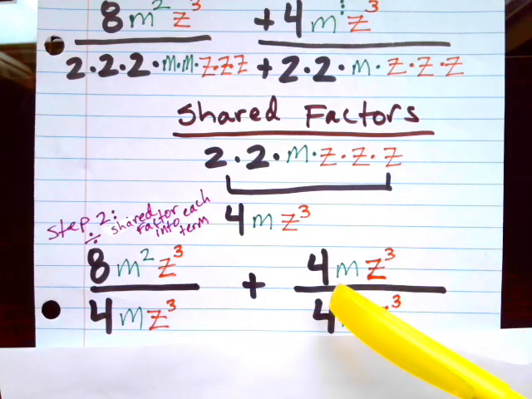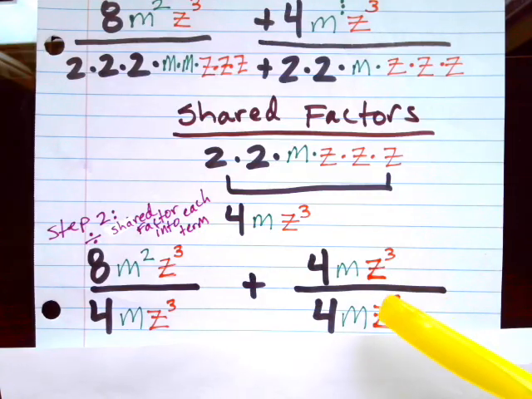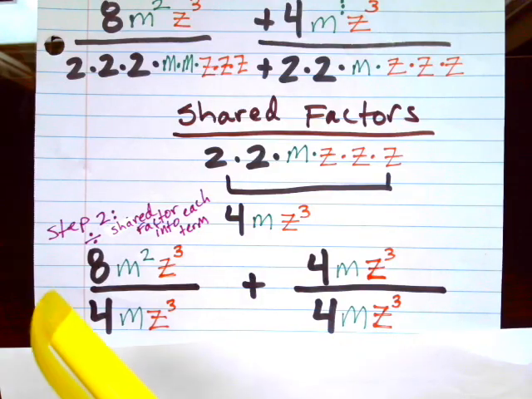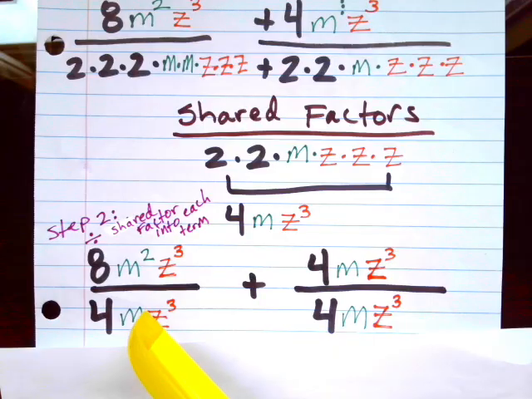Because I know 4 divided by 4, m divided by m, z cubed divided by z cubed, anything over itself is 1. And I know 8 divided by 4 is 2. The rule is when you divide, you subtract the exponents, 2 minus the invisible 1 is m. And it'll be on the top because I have more m's on top than the bottom. So 2m, and z cubed over z cubed is 1. So 2m plus 1 will be my remainder.